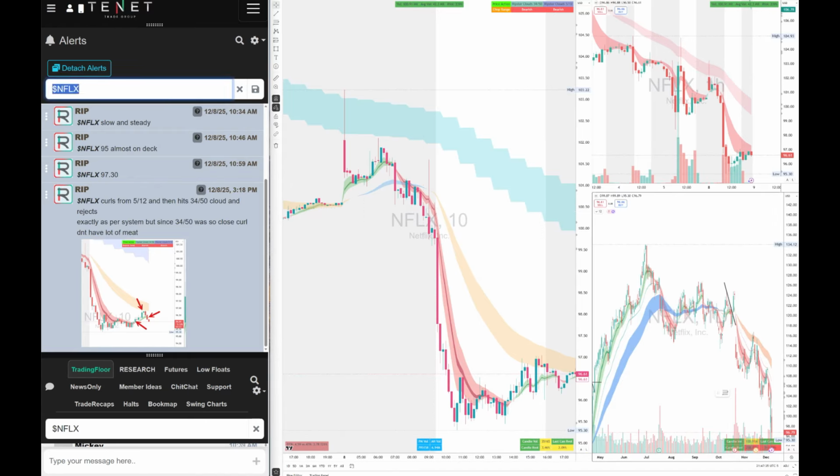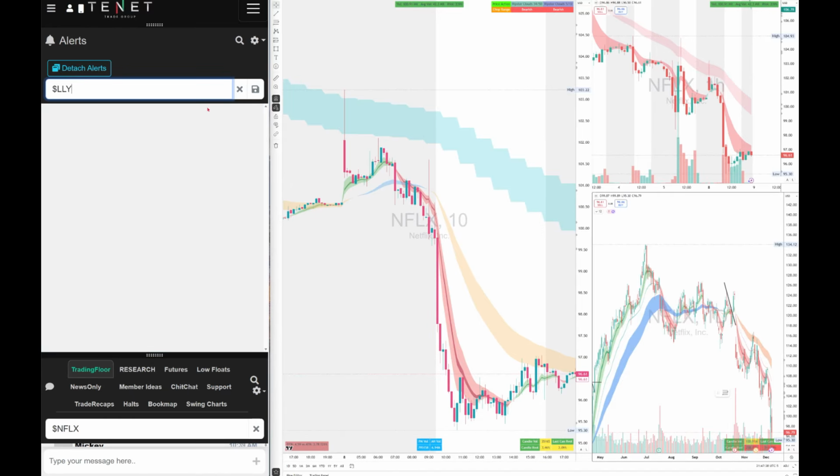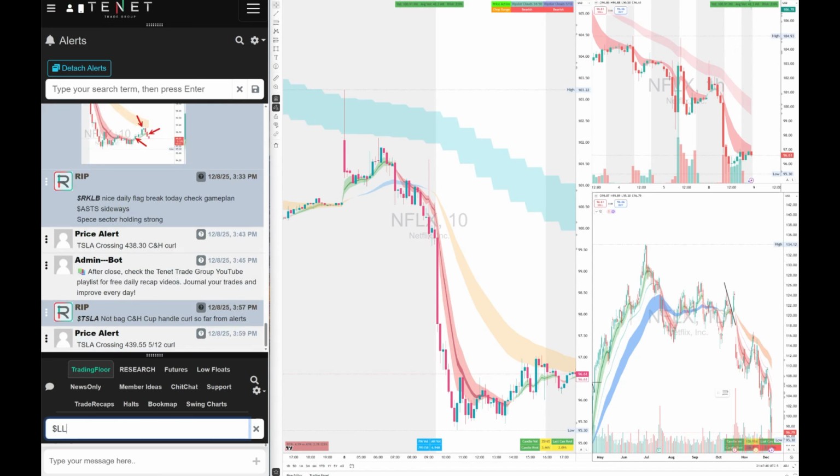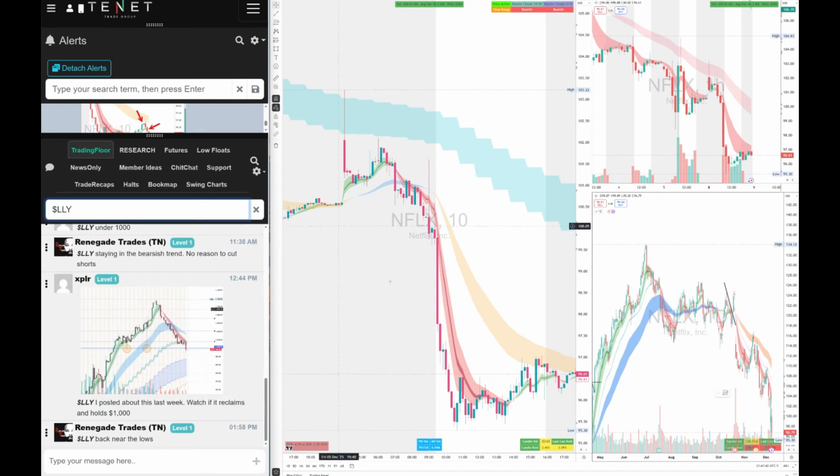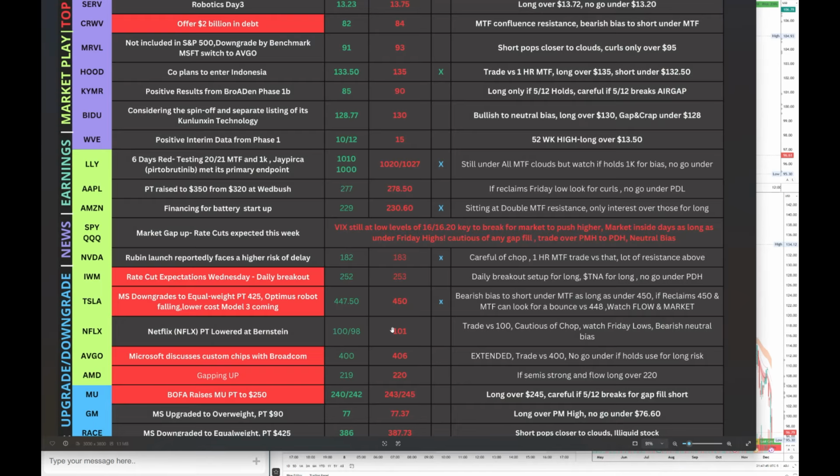But this is the power of the psychological level, guys. The other example of this is Lilly. The traders in the community were trading Lilly actively. Why were they trading Lilly? Because Lilly was again on our game plan. Lilly, 6 days red, testing 2021 MTF and 1000, right? So still under the 1 MTF clouds.